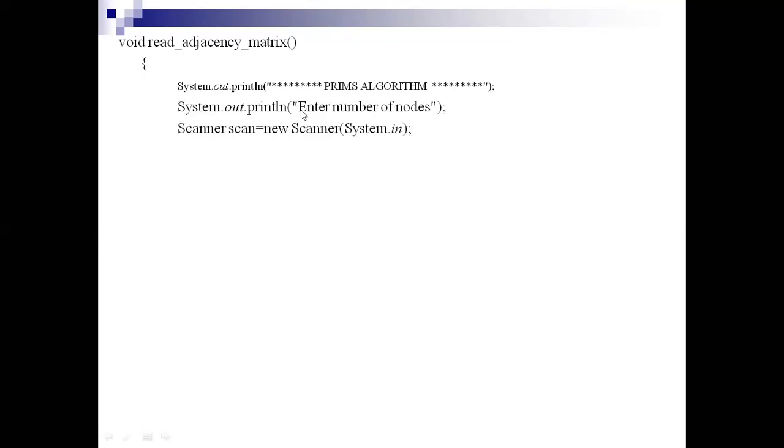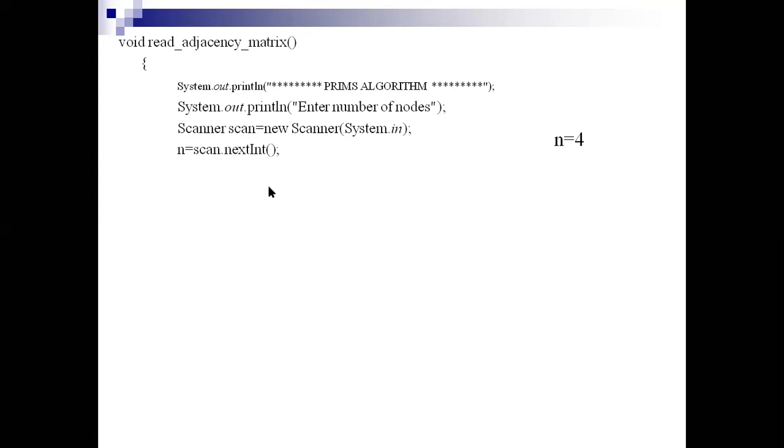First, I'll read from the user the number of nodes using the scanner class object, which I name as scan. Creating a scanner class object is very important because I'm reading the adjacency matrix. Then read the value of n. Suppose if I take the example of the previous one, we had 4 vertices, A, B, C, D. So n equals 4.